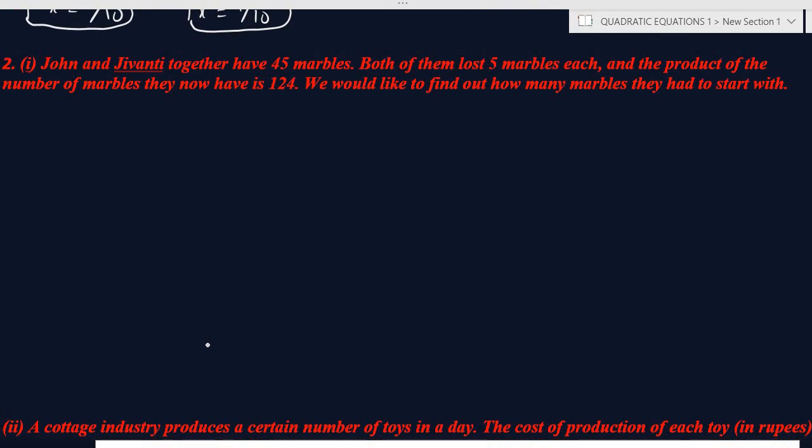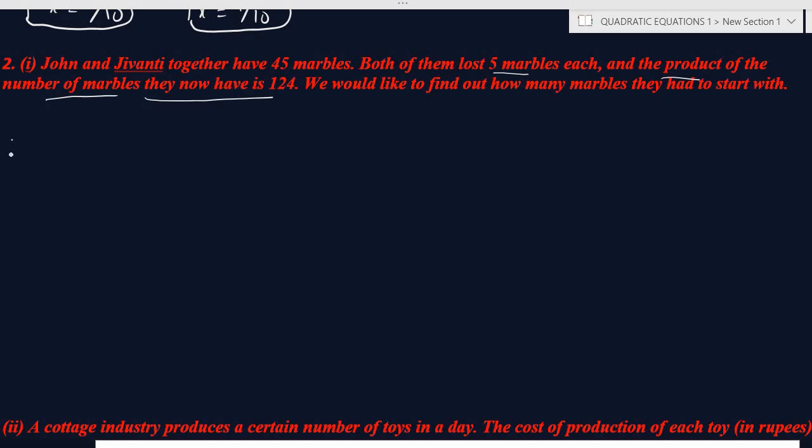John and Jeevanti together have 45 marbles. Both of them have lost 5 marbles each, and the product of the number of marbles they now have is 124. So I would like to find out how many marbles they had to start with.